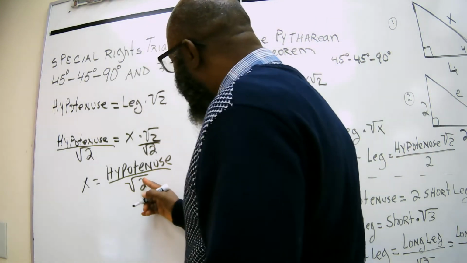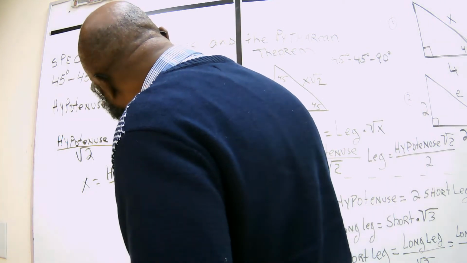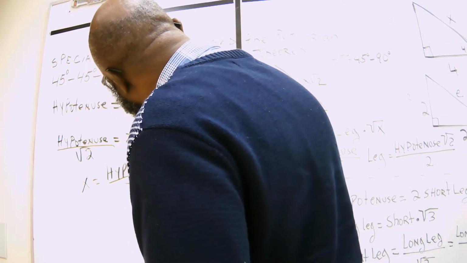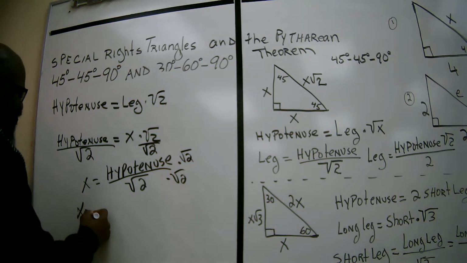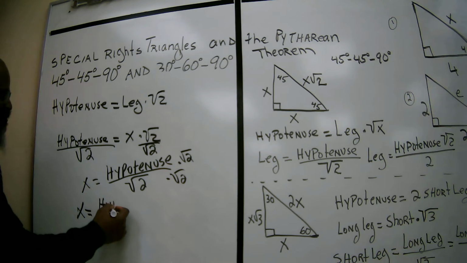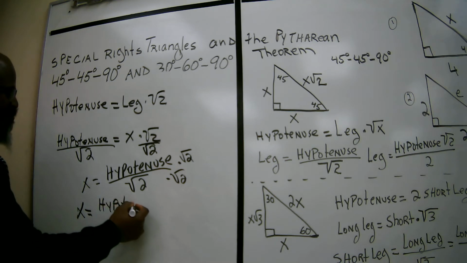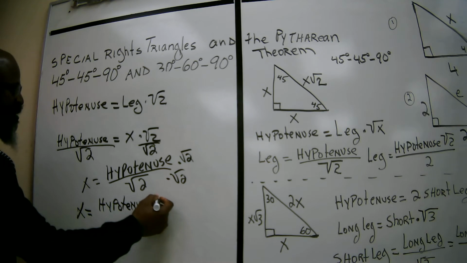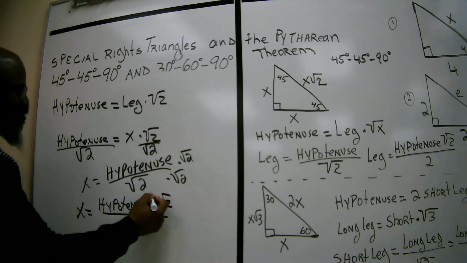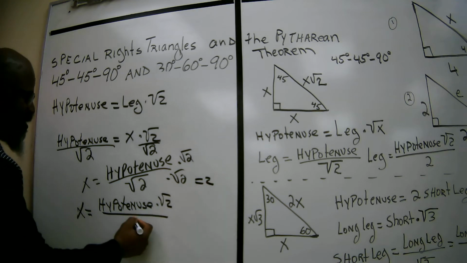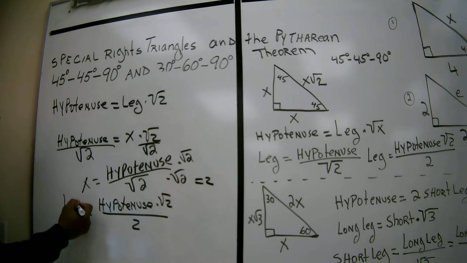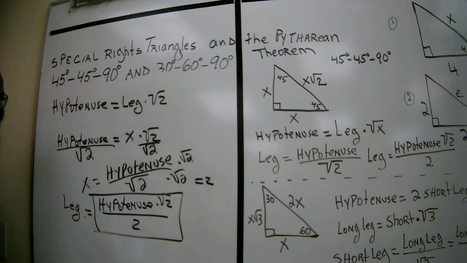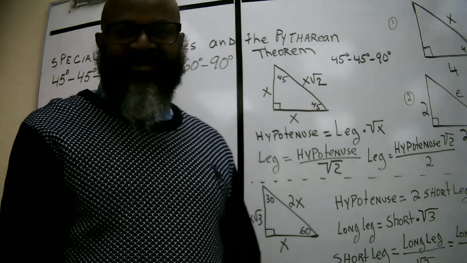In order to clean that, to make it a perfect square, you're going to multiply it by itself. If you multiply your denominator by square root of 2, you have to multiply your numerator by square root of 2. In this case, you will end up with hypotenuse times square root of 2 over square root of 4. Square root of 4 is 2. So whenever you're looking for the legs in the 45-45-90, you take the hypotenuse, multiply by square root of 2, and divide by 2. So these are the rules that we have developed.